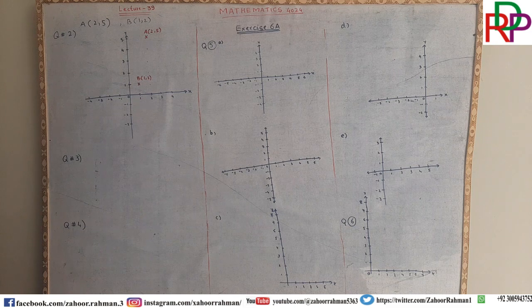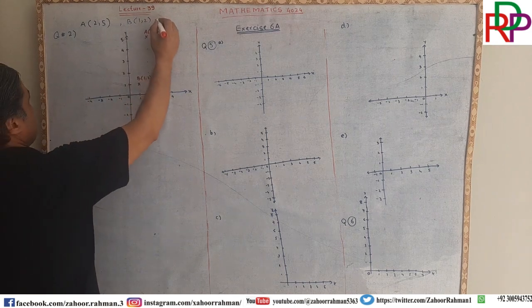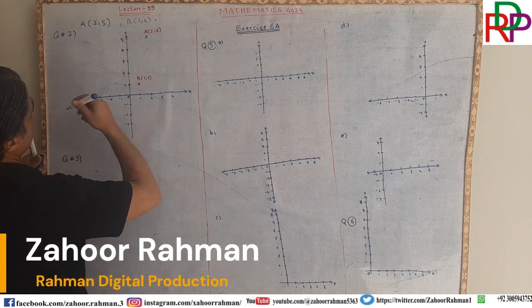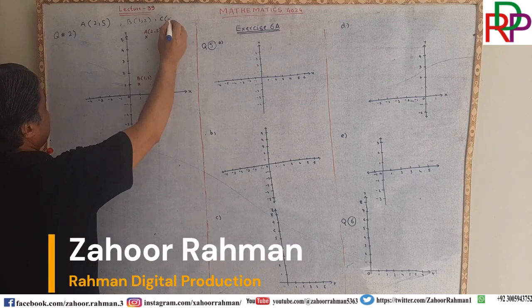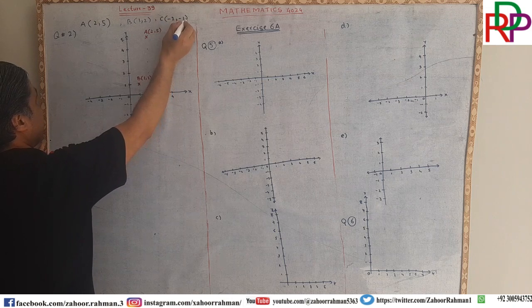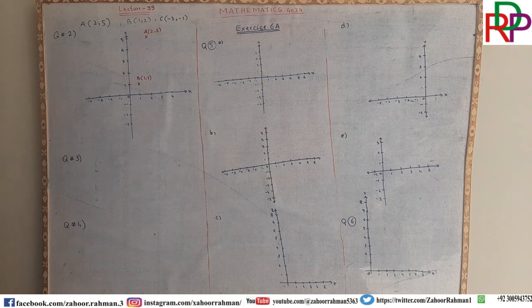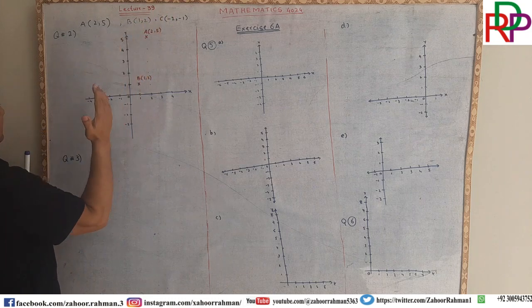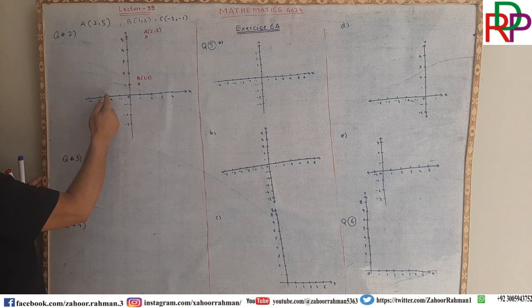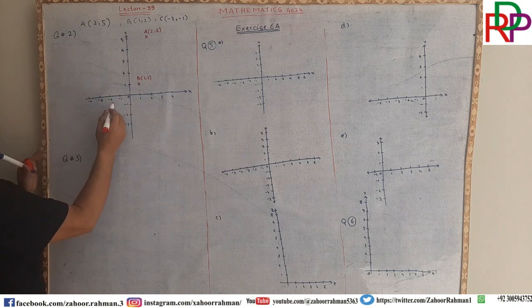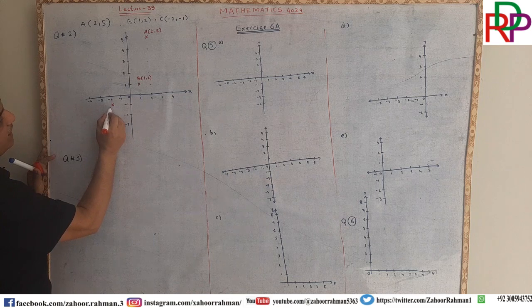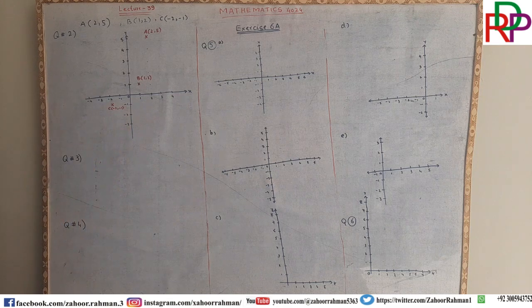The third is C (-2, -1). Ladies and gentlemen, both are negative, so it will be in the third quadrant. I told you, negative values here and here also. So 2 steps negative on the x-axis, 1, 2, and 1 step down. So this will be the C point, and the C point is (-2, -1).